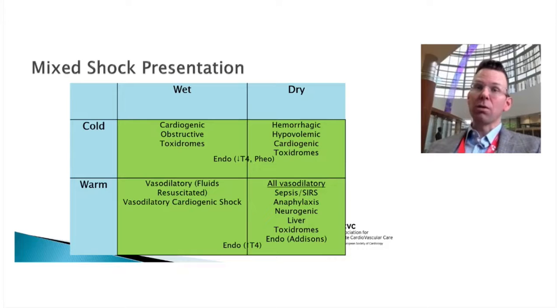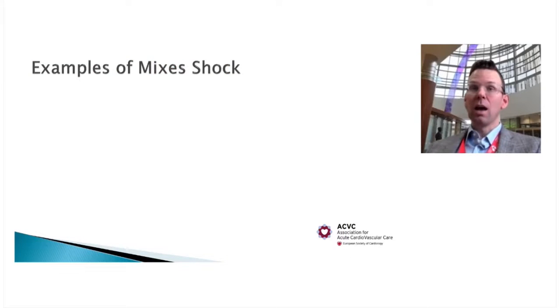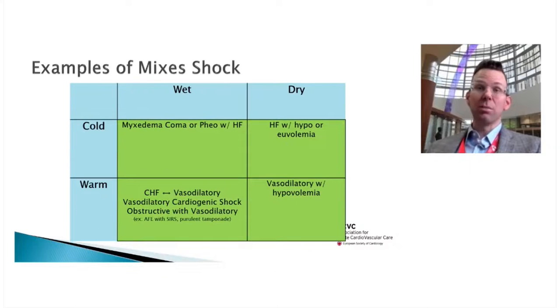And lastly, don't forget the possibility of mixed shock states. Depending on the second form of shock, they can present in different ways. And here are some examples of mixed shock. If you're wet and cold, myxedema coma or thyrotoxicosis. Cold and dry, you can have heart failure with hypovolemia from overdiuresis. And warm and wet, think of the classic case of purulent tamponade.